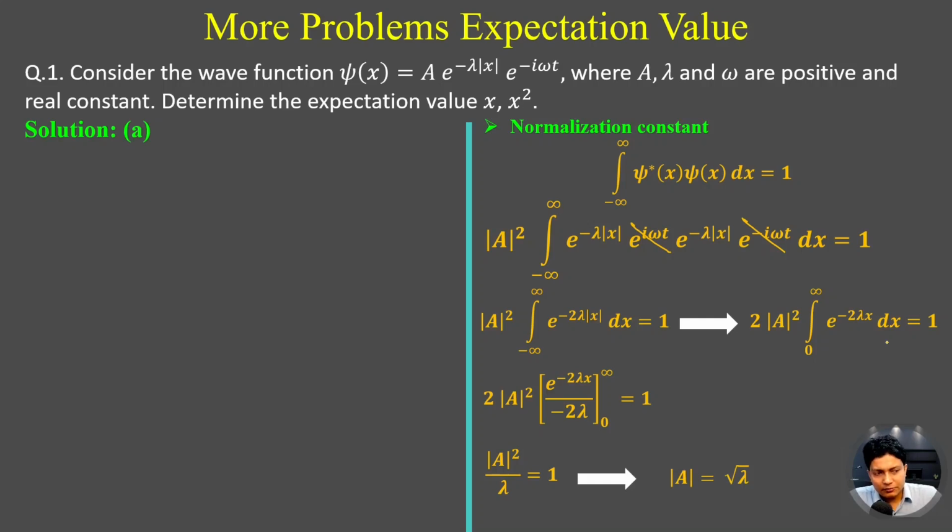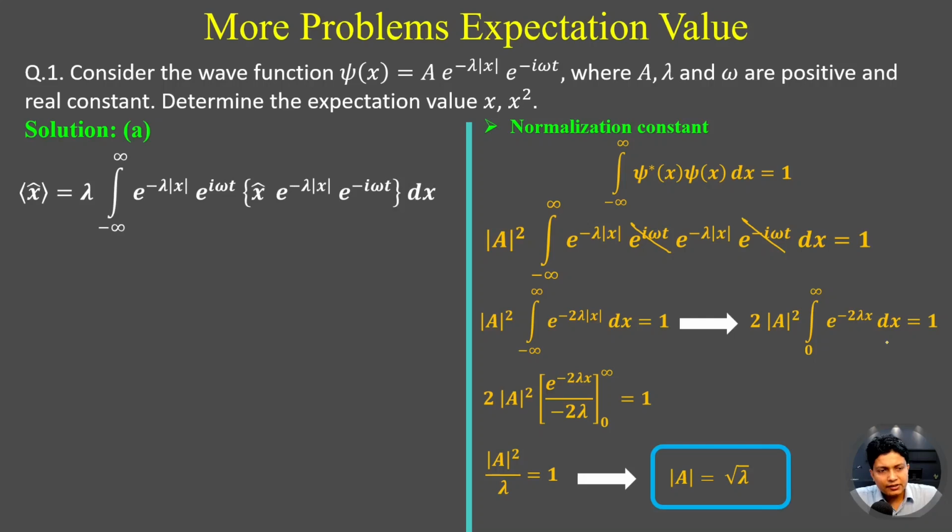Now let's try to solve for the expectation value of x. This is the formula for the expectation value of x equal to lambda, integral from minus infinity to plus infinity psi star(x), that is e to the power minus lambda times mod x, times e to the power i omega t. Here x is the operator, and psi(x) is e to the power minus lambda mod x e to the power minus i omega t, dx. Here e to the power i omega t and e to the power minus i omega t cancel out, and the expectation value of x equals lambda times integration from minus infinity to plus infinity x e to the power minus 2 lambda mod x dx.